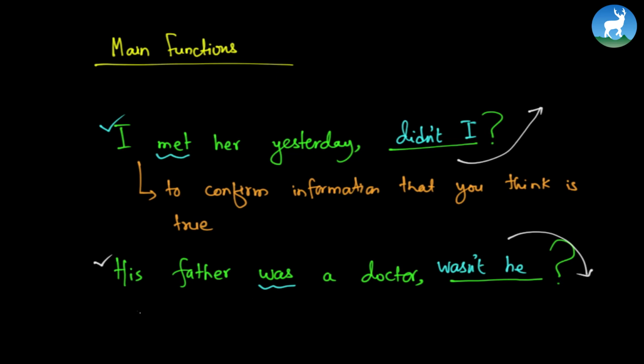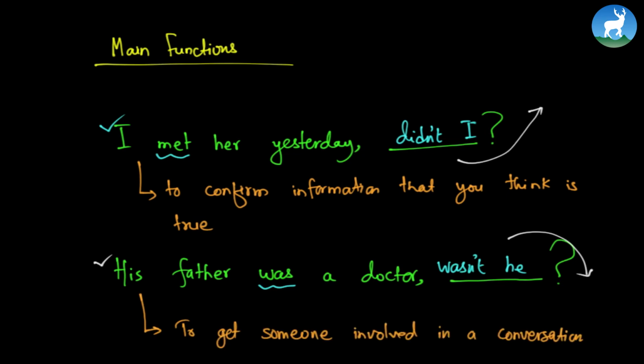You're asking the question expecting that the listener already knows the answer. While in the second case, why do we even use a tag question? We use a tag question to get someone involved in a conversation. So the speaker often knows the answer in this case. His father was a doctor. I already know this line, so I'm asking the question, wasn't he? Using a falling tone. And why do I do that? Because I want someone to be involved in a conversation.